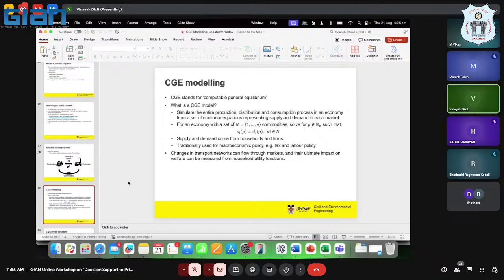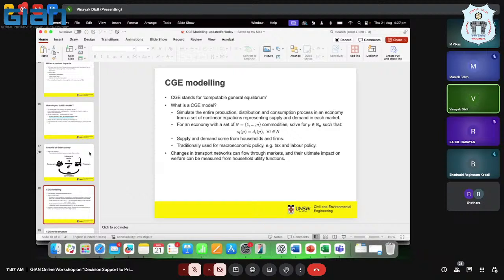So imagine if 30% of the cost of a commodity is because of logistics, because of movement, then any reduction in travel time or reduction in the cost of travel would affect the price of the commodity, which would then affect the demand, which would then affect the supply of other things, right? So this is what it's trying to do. A CGE model tries to simulate the production, distribution, consumption process in an entire economy with a set of nonlinear equations. And we'll talk through these equations, which represent the supply and demand in the market.